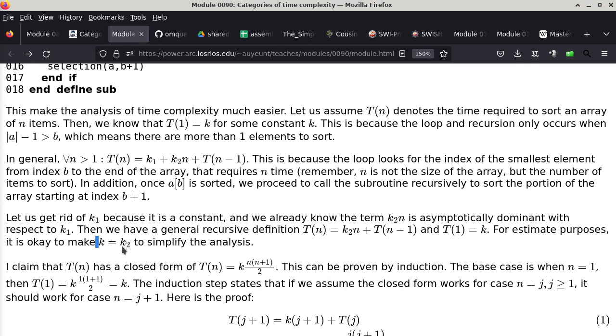Oh, so the first part of the sentence also says K2 times n is going to be asymptotically dominant with respect to K1, just because one is multiplied by n and the other one is not multiplied in any way. So that helped us to simplify the whole thing to T of n is just K2 times n plus T of n minus 1. So from here, we basically just want to say, if I just make K equal to K2, can we prove this?